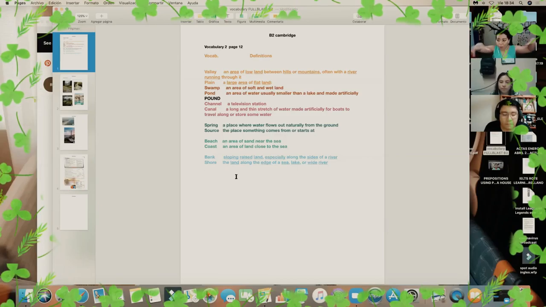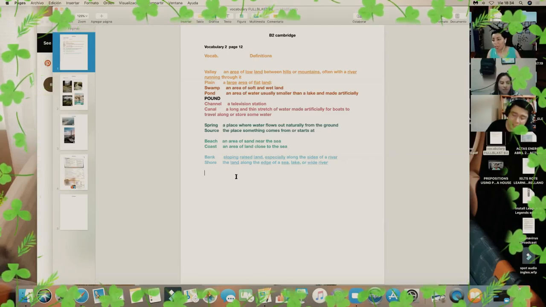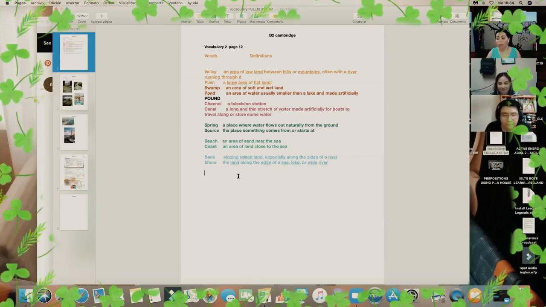Entonces, esos dos pieces of land son los outer banks. Okay. Sí, esos son los banks. Hablando de la naturaleza, ¿verdad? Entonces, esos son los outer banks. Ya no son tan naturales porque le ponen palapa, le ponen tanta cosa a la gente, entonces ya no son los outer banks. Pero ese es el ejemplo.